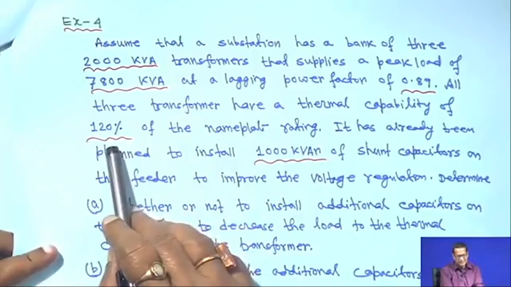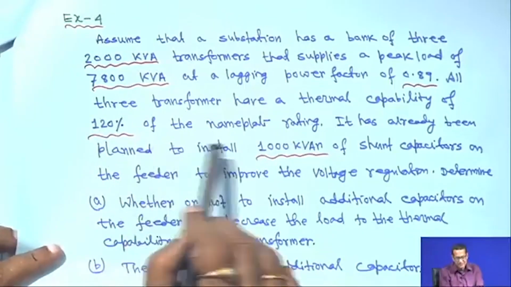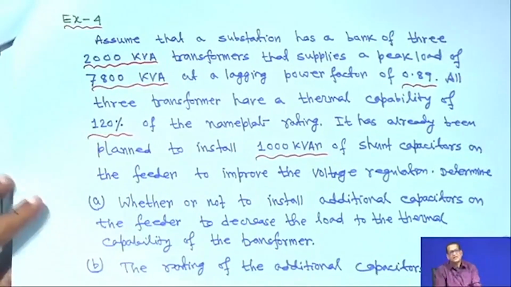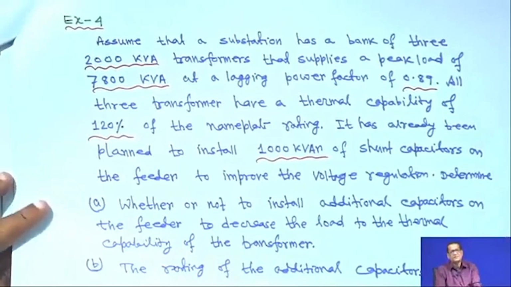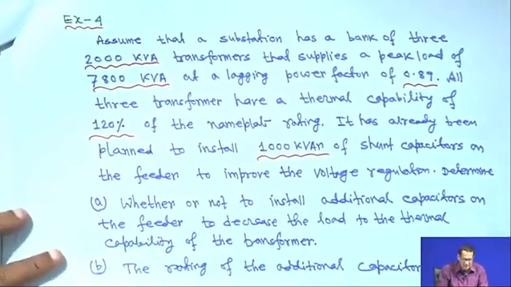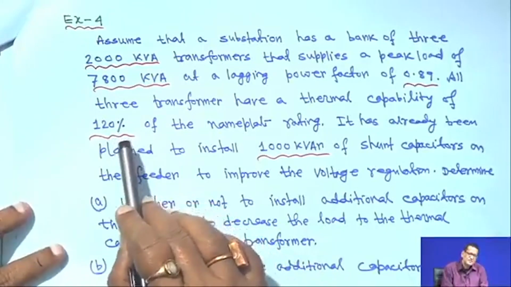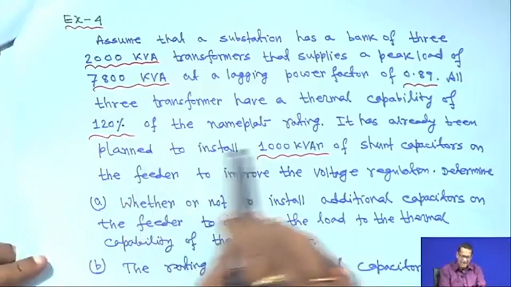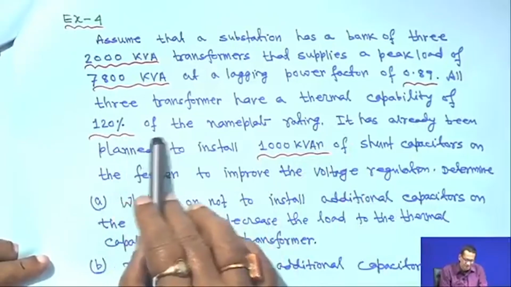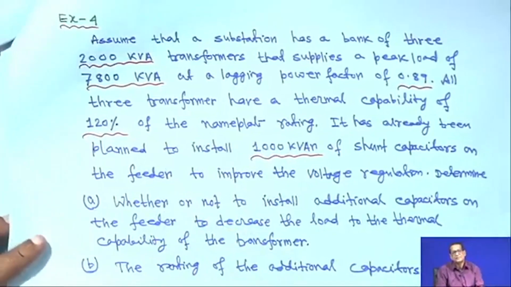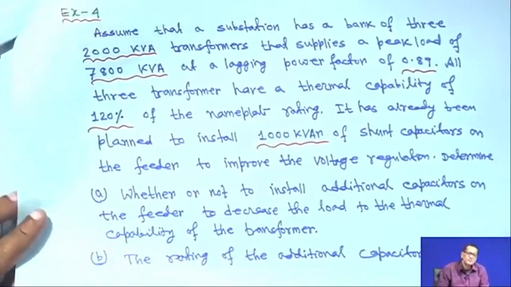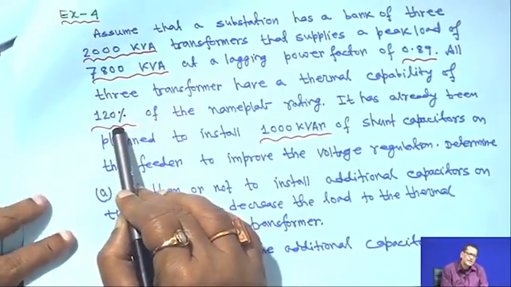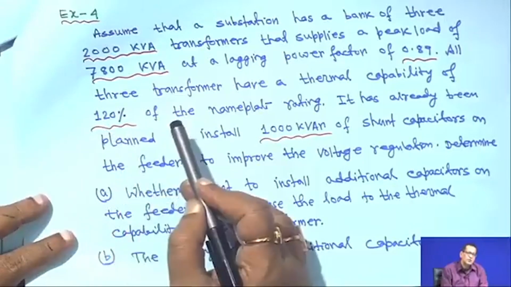Whenever they give this kind of thing, that 120% of the thermal rating, thermal capability, that means you will consider it this way. I am sure that you have studied this in machine design also for transformer design. The meaning is, you take it the other way: this transformer can take an overload of 20% more than that, right. The thermal capability of 120% is thought about from the temperature rise point of view and the insulation failure also, right. So, that means the transformer can take a maximum of 20% overload, that is all.